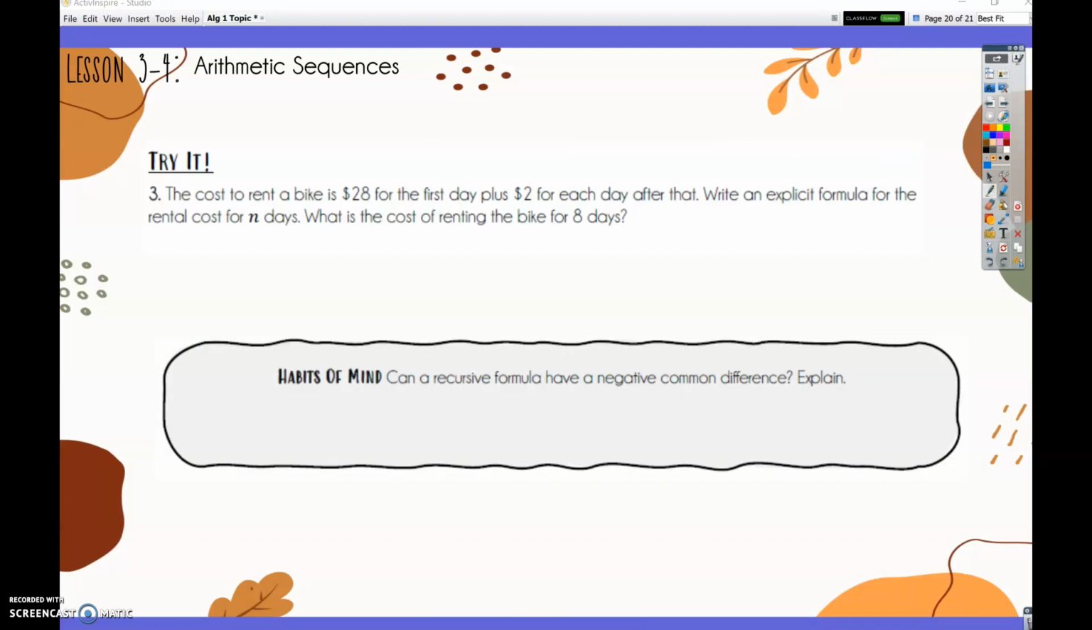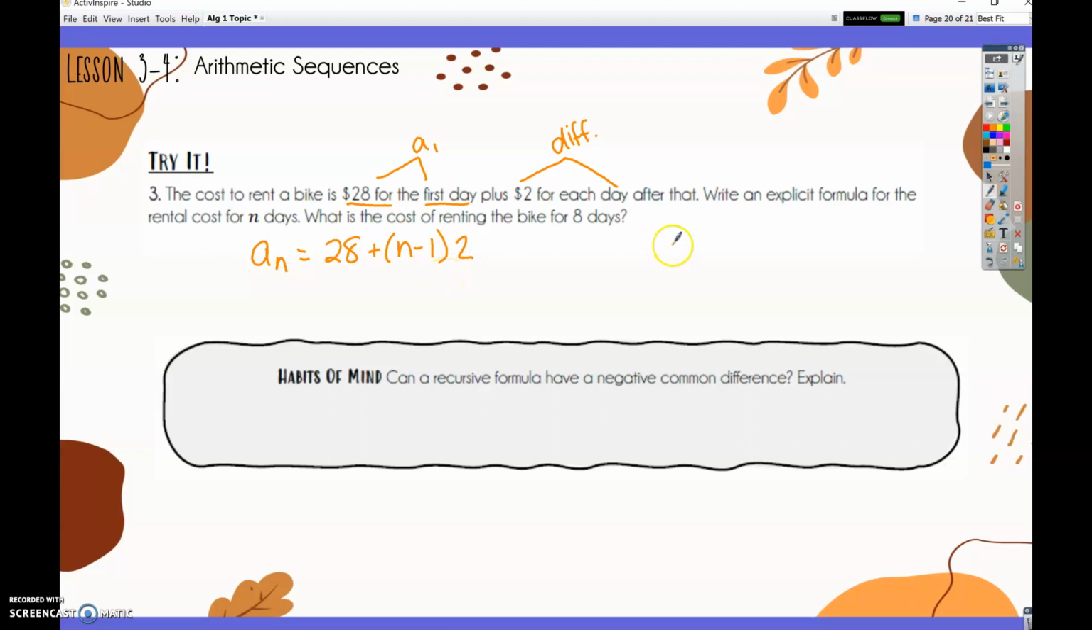Just to start, one more quick example. This one has a $2 per day rental, so we can see that that's our difference. It's growing by $2. And the cost to rent a bike is $28 for the first day, so that's our a sub 1. To give an explicit formula for n days, we would say any number of days would be your first day amount, plus n minus 1 times the difference.